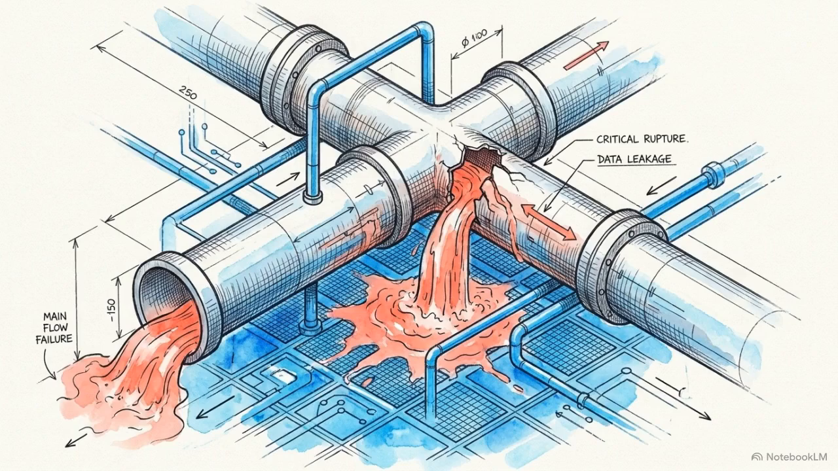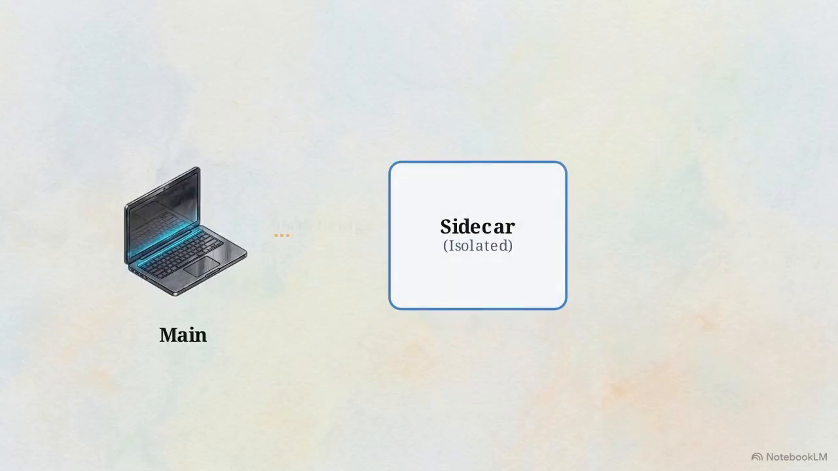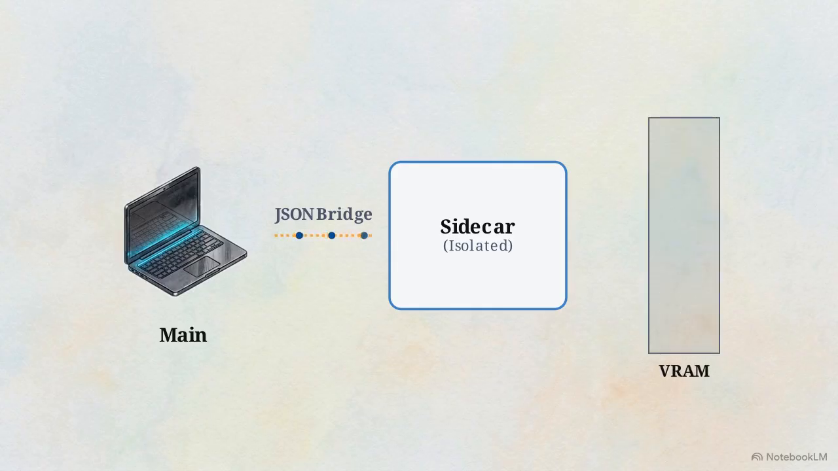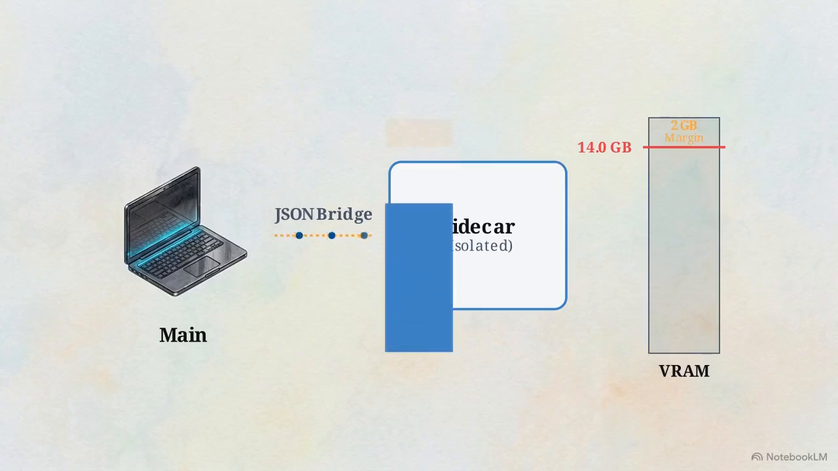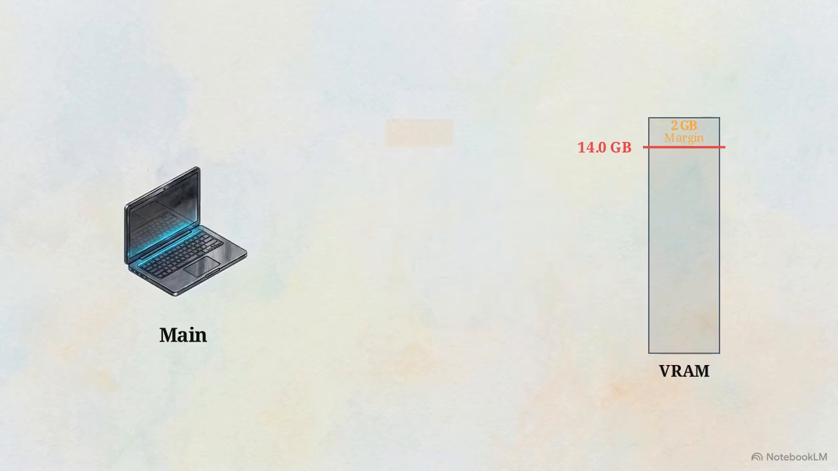Competing PyTorch versions and conflicting CUDA requirements will quickly corrupt the primary virtual environment and halt the pipeline. Models execute in isolated sidecars, communicating with the main environment exclusively via a JSON text bridge. Loading requires a strict VRAM lease capped at 14.0 gigabytes, protecting a 2 gigabyte margin. Upon completion, the sidecar terminates entirely, returning the VRAM footprint to absolute zero.